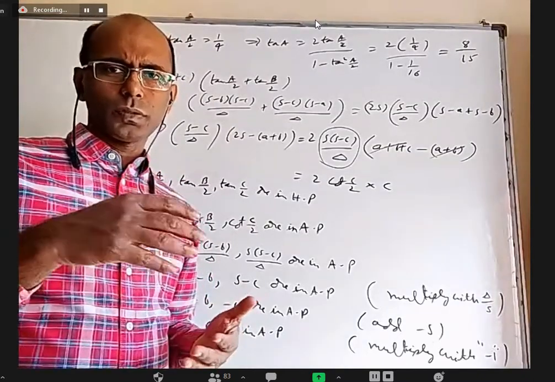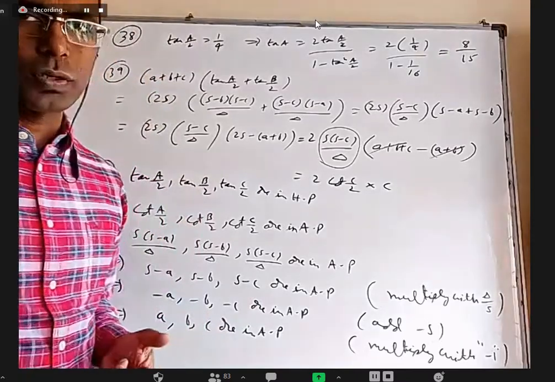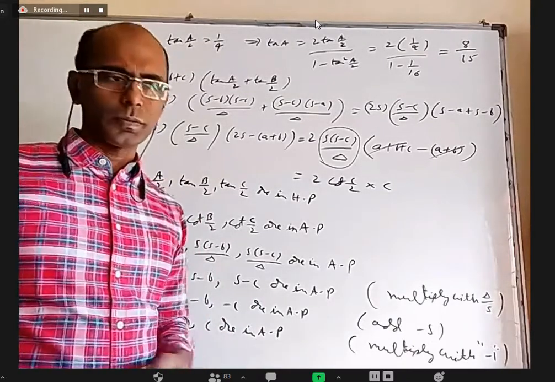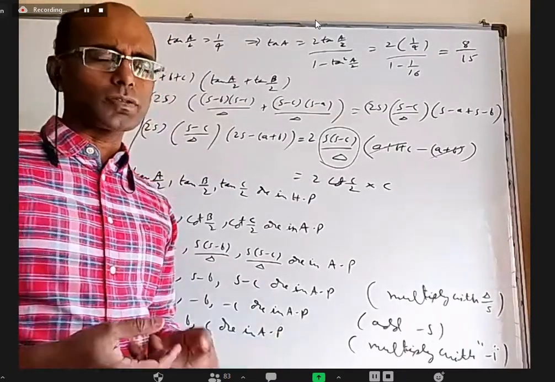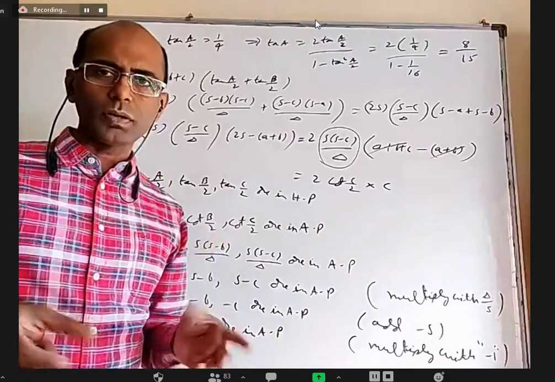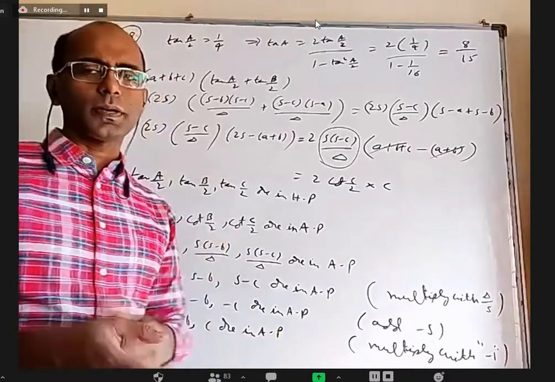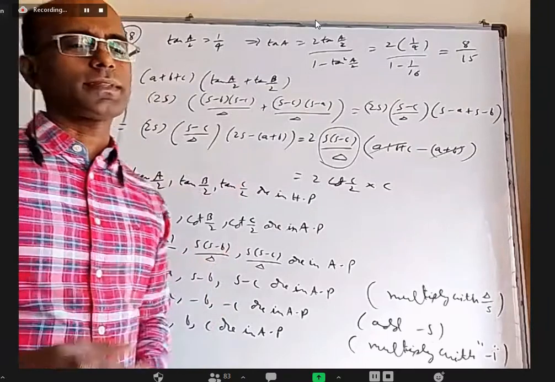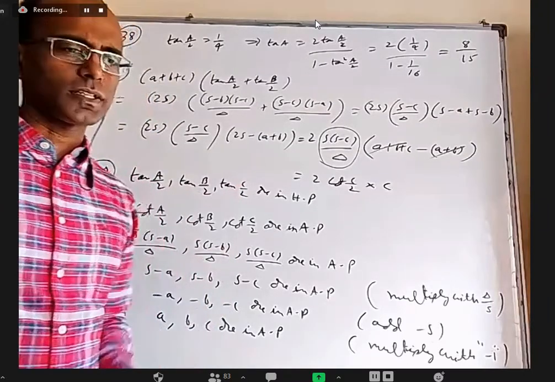If you take a, a plus d, a plus 2d, and so on, you multiply with 5 or 7 or 100, they will be in AP. To add or subtract a number also, they will be in AP. So when you multiply with a number or divide with a number or add a number or subtract a number, the AP will remain as AP only. Common difference may change, but it's still AP.